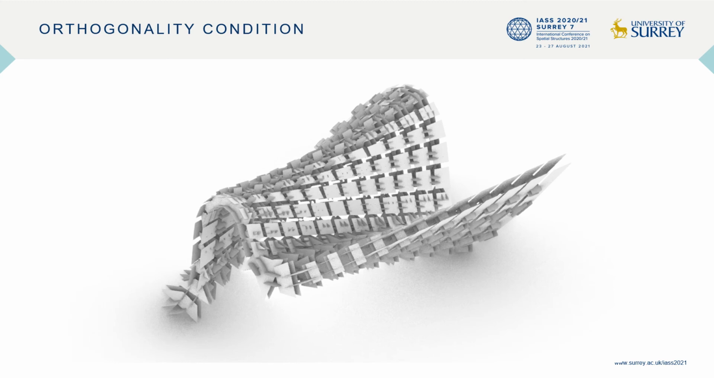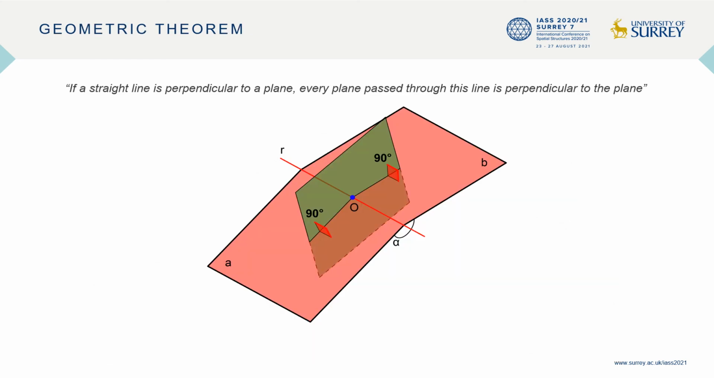The second optimized element has been the joint angle between the panels of the first and second frame. In fact, with very irregular surfaces, the orthogonality condition would not be satisfied in all the joints, preventing the correct assembly of the panels. To overcome this, a geometric theorem has been applied to each pair of first frame panels, stating that if a straight line is perpendicular to a plane, every plane passing through this line is perpendicular to the plane itself. In this way, whatever the shape of the surface, the first and second frame panels will always be orthogonal to each other.